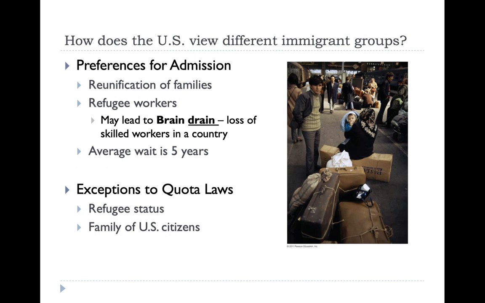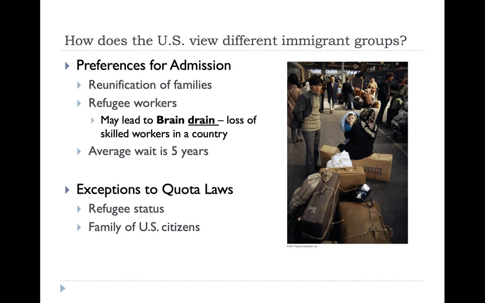So how does the United States view different immigrant groups? Well, when people apply for legal immigration to the United States, they are oftentimes given a preference for admission. They have to fill out a form, they have to meet at the United States consulate and apply for a visa. Then their information is weighed based on these factors. If somebody is looking to come to the United States to be reunified with their family, they are placed on a higher priority list. People that are refugees are also placed on a higher priority list.